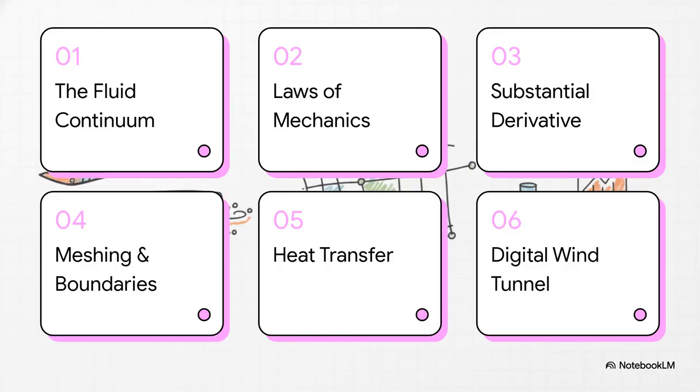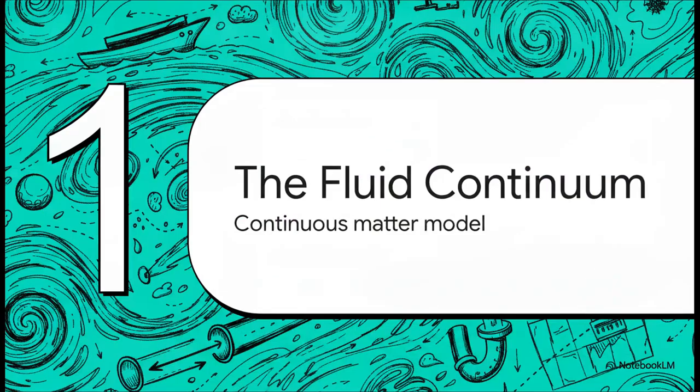Okay, here's our game plan for today. 1. The fluid continuum. 2. 3 laws of mechanics. 3. The substantial derivative. 4. Meshing and boundary layers. 5. Modeling heat transfer. And finally, 6. The digital wind tunnel.